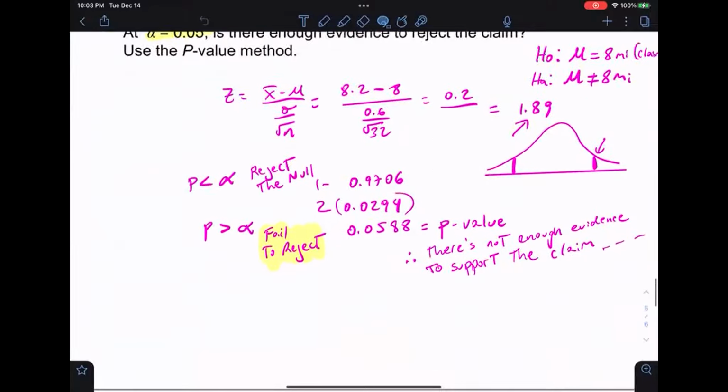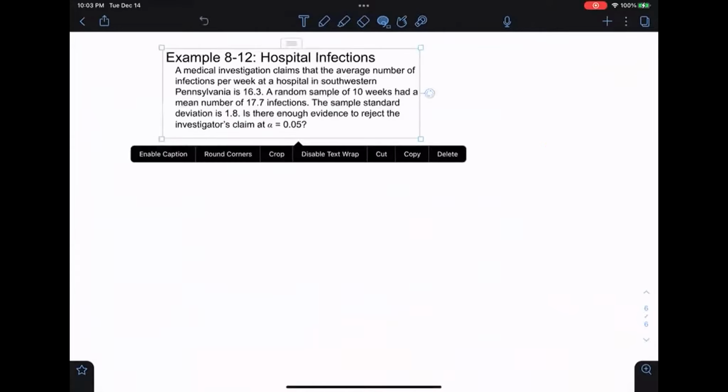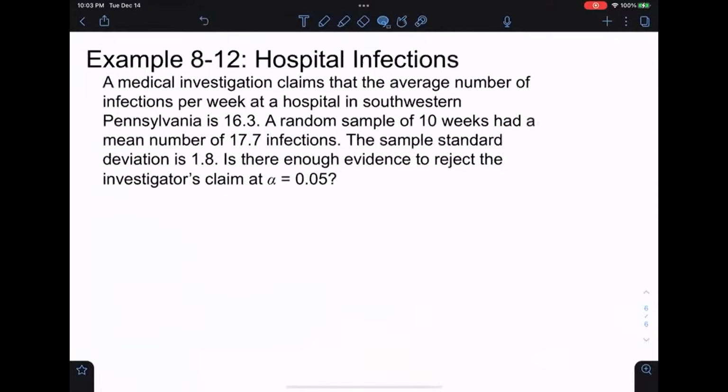Okay, so let's do that here. A medical investigation claims that the average number of infections per week at a hospital in Southwest is 16.3. A random sample of 10, so you know that that's a t-test right away. A random sample of 10 weeks had a mean of 17.7 infections. The sample standard deviation, so that's S, is 1.8. Is there enough evidence to reject the investigator's claim?